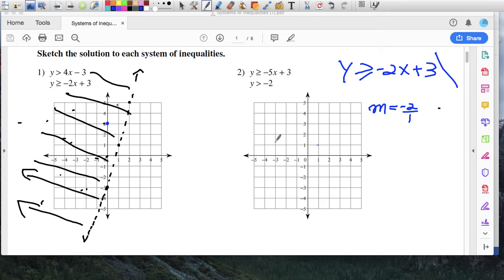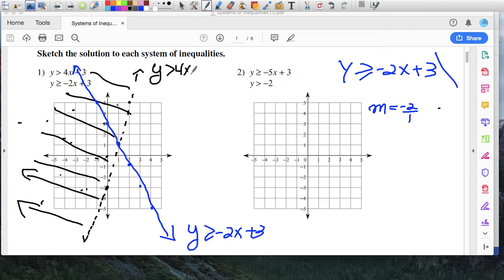So it means 2 down, 1 to the right, 2 down, 1 to the right, 2 down, 1 to the right, 2 down, 1 to the right. So this is a solid line. Okay, and label the line y is greater than or equal to negative 2x plus 3, and I forgot to label the other line, y is greater than 4x minus 3.